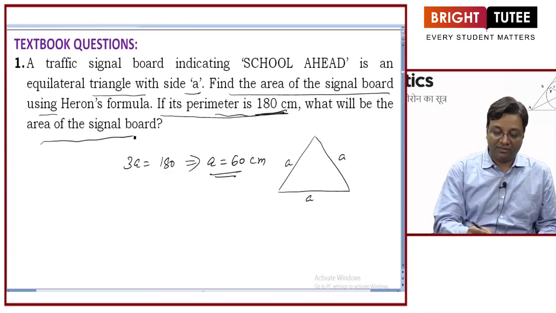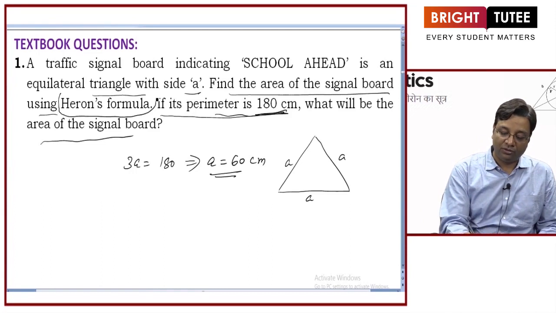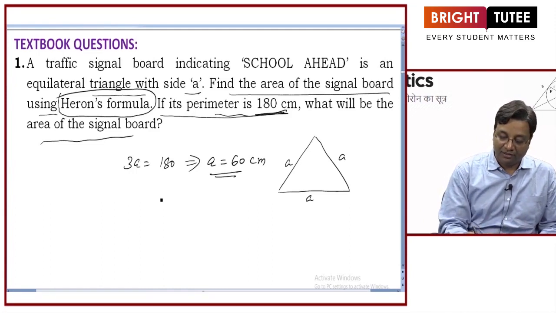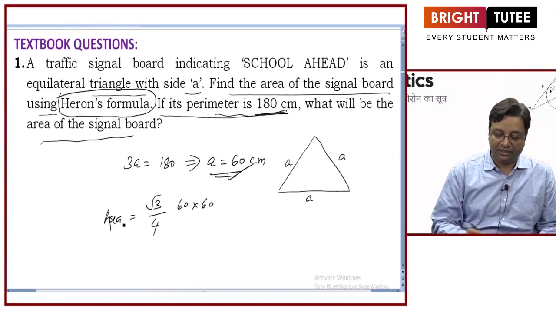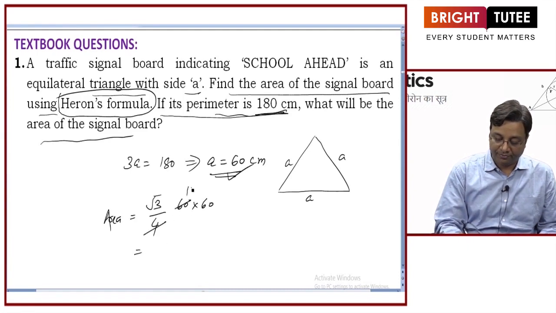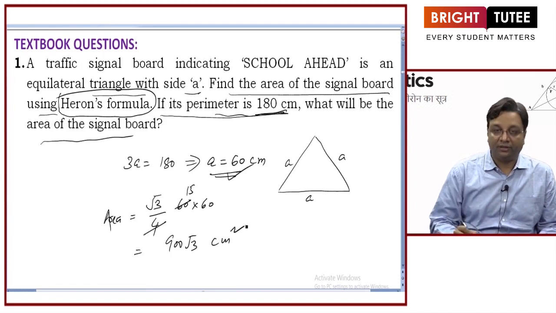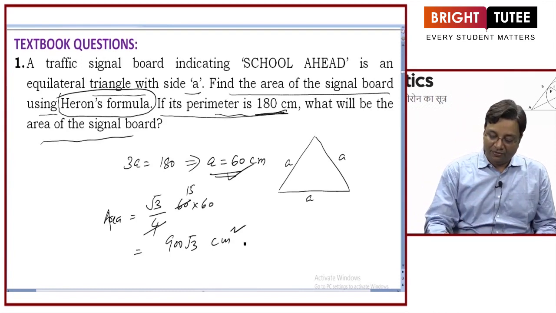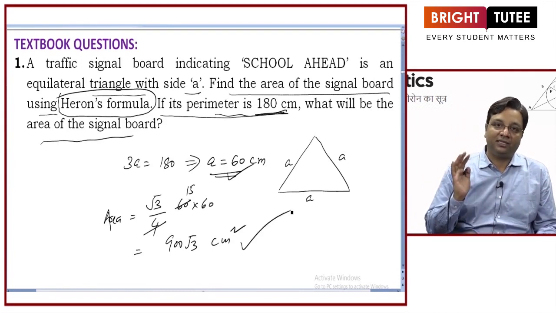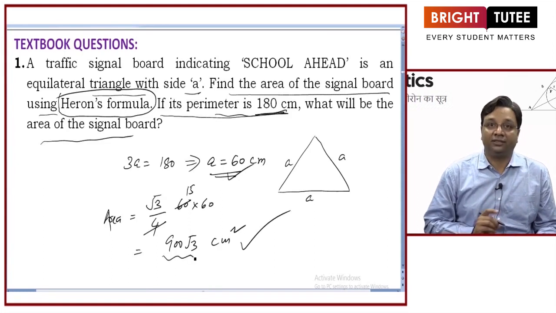Now, in this question, it is mentioned that we need to use Heron's formula to find the area. Otherwise, we could have directly said that it is equal to root 3 by 4 side square, that is 60 into 60. So, the area is equal to 900 root 3 centimeter square. But in this question, we need to use Heron's formula, and we can also verify whether our answer is correct or not, because we already know our answer.